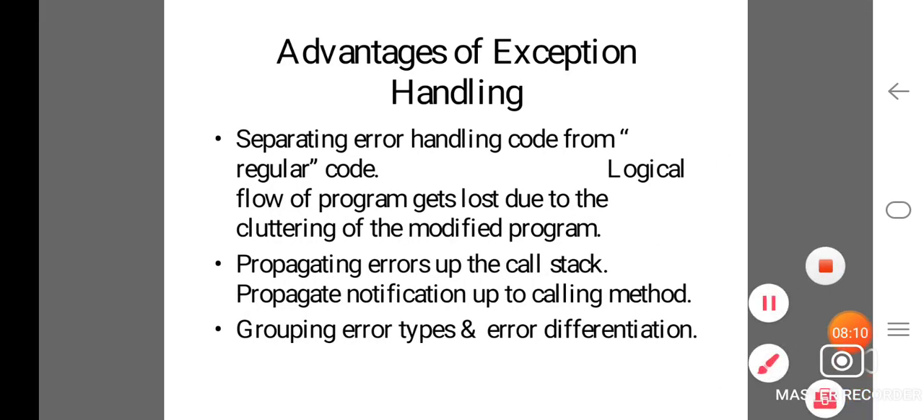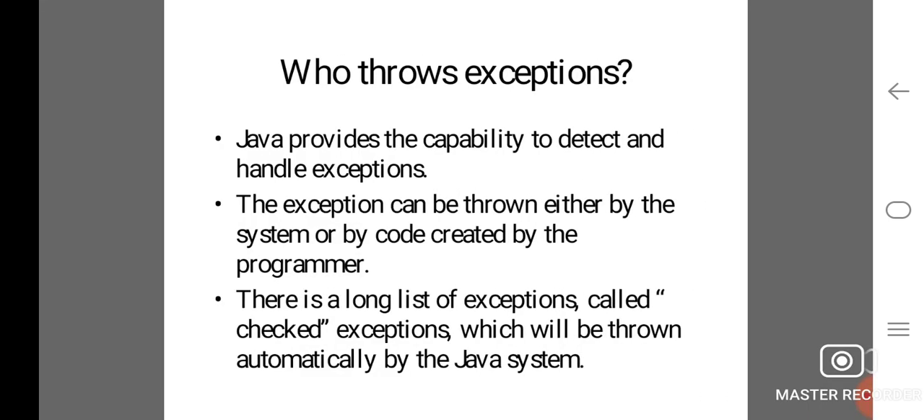Advantages of exception handling: separating error handling code from regular code, since the logical flow of the program gets lost due to cluttering of the modified program; propagating errors up the call stack, that is, propagating notification up to the calling method; grouping error types and error differentiation.